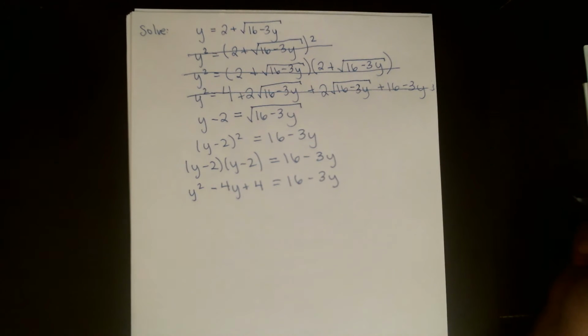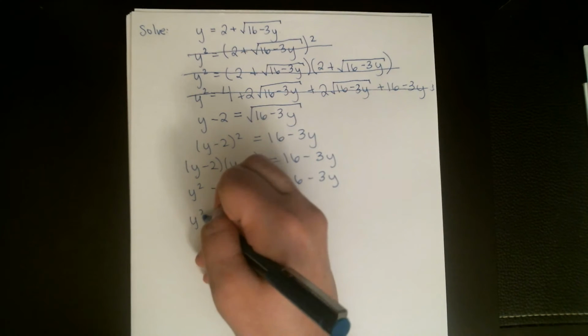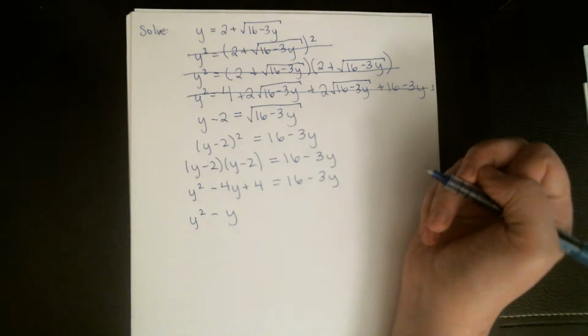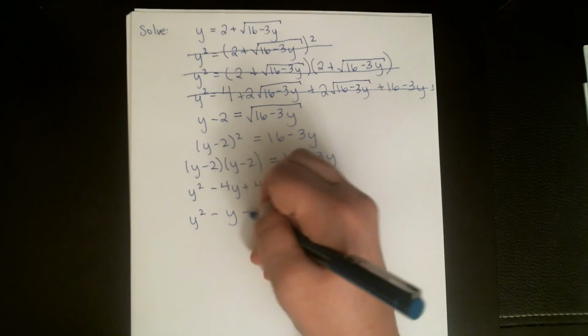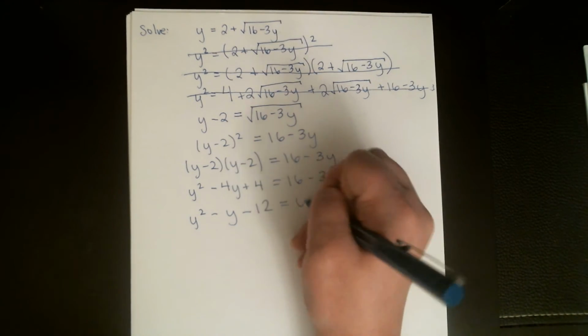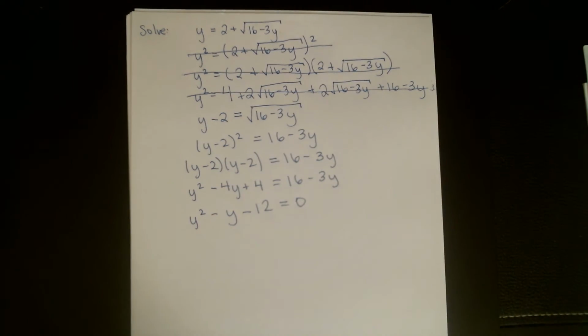And this is no longer a radical equation. I've successfully turned it into a quadratic equation. So I'm going to go ahead and try and set it equal to 0, which means I need to add a 3y to both sides. So I'll have a y squared minus y. And I'm also going to go ahead and subtract 16 from both sides in this same step. Okay, so y squared minus y minus 12 equals 0.